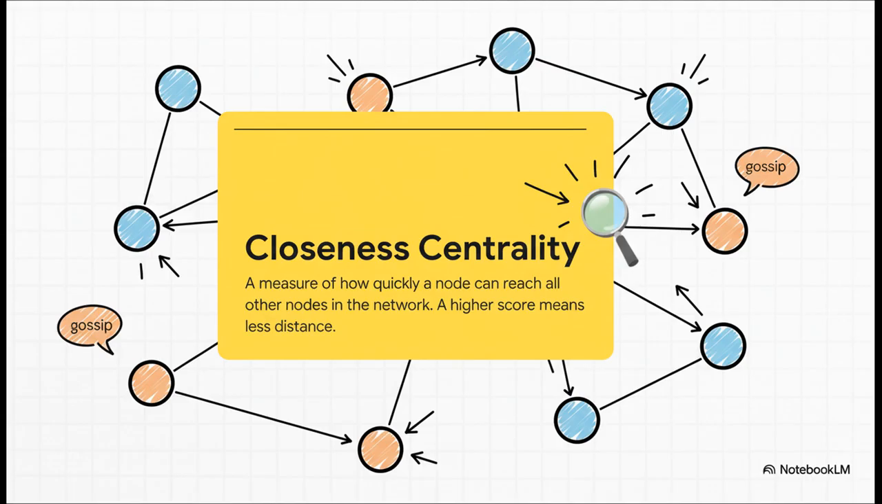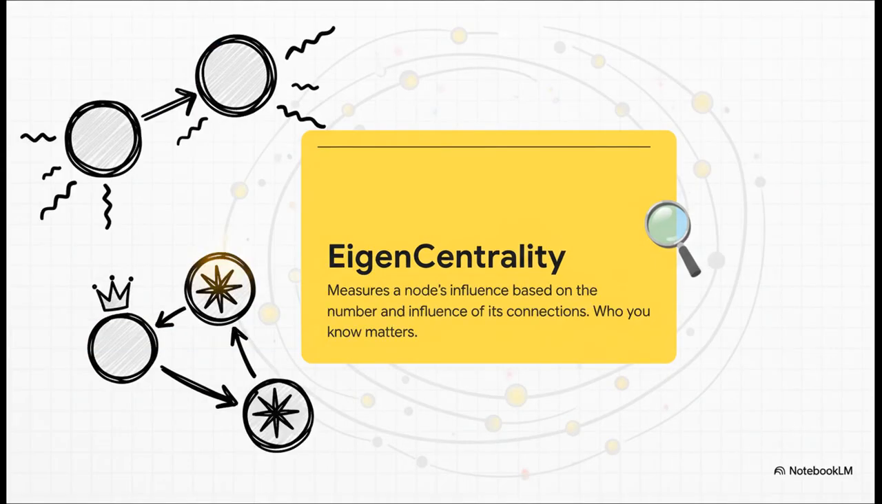Well, that person has the highest closeness centrality. They're the network's super spreader, basically a perfect gossip hub. And then we have what might be my personal favorite, eigencentrality. This one is the ultimate "it's not what you know, it's who you know" metric.